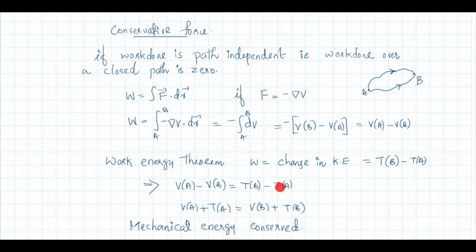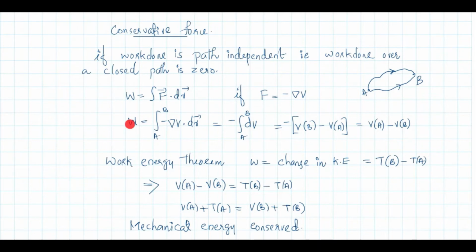Equating this, you can take T of A to the left hand side and V of B to the right hand side. So you will get V of A plus T of A equal to V of B plus T of B. This is kinetic energy plus potential energy evaluated at the starting point. This is kinetic energy plus potential energy evaluated at the final point. Both are same. That is, mechanical energy is conserved.